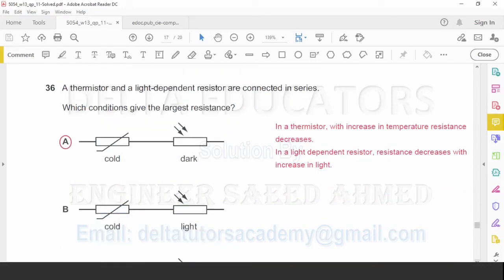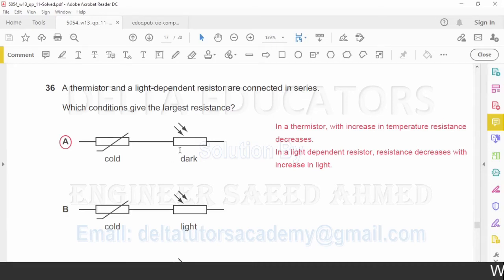Question number 36. A thermistor and a light dependent resistor are connected in series. Which conditions give the largest resistance? Here we have a thermistor and an LDR. In a thermistor, with the increase in temperature, resistance decreases. So when it is cold, the resistance will be largest. When the temperature increases, the resistance of the thermistor decreases.